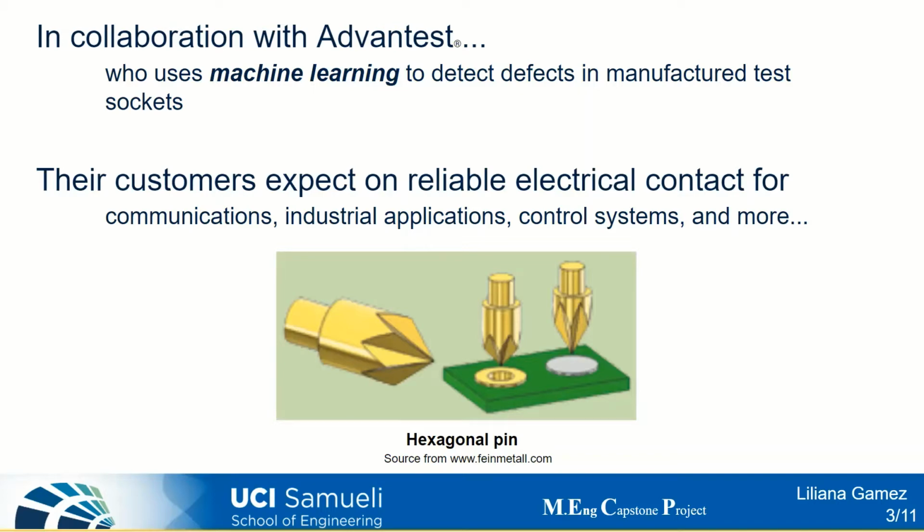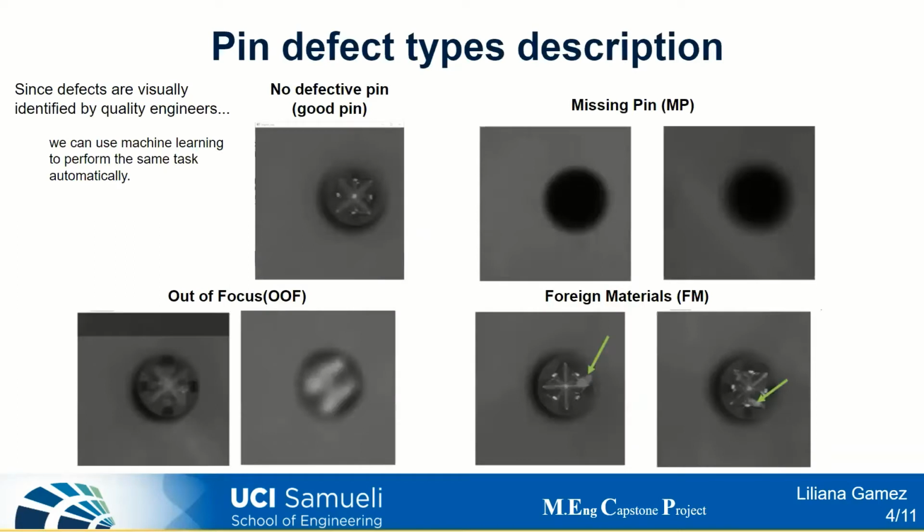As we can see here, we study a pin with hexagonal shape, which has 6 sides. Since defects are visually identified by quality engineers, we can use machine learning to perform the same task automatically instead of doing that manually. As we can see here, the good pin, or non-defective pin, is the one that we can see completely over the picture, and we can see the structure that is a hexagonal shape.